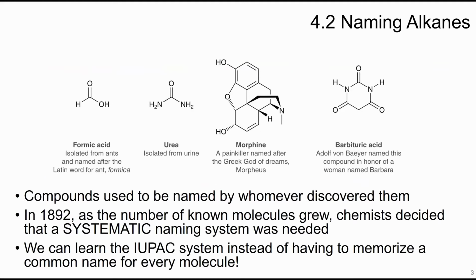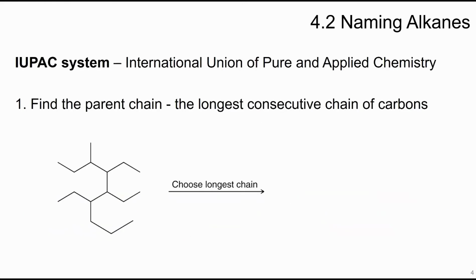So back in the olden days, compounds were named by whomever discovered them, so they could name them whatever they wanted. So formic acid came from ants because it was isolated from ants and named after the Latin word for ant, which was formica. Urea was isolated from urine, so they called it urea. Morphine was a painkiller named after the Greek god of dreams Morpheus, and in 1892 the chemists decided that a systematic naming system was needed so that we weren't naming things willy-nilly. And so now we can use this IUPAC system instead of having to memorize a common name for every single molecule. So the IUPAC system comes from the International Union of Pure and Applied Chemistry.